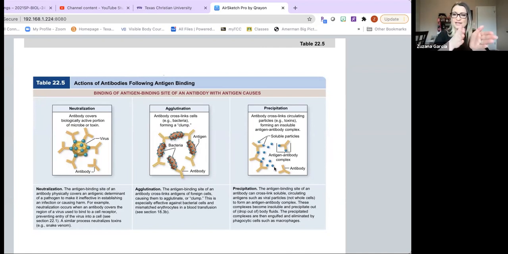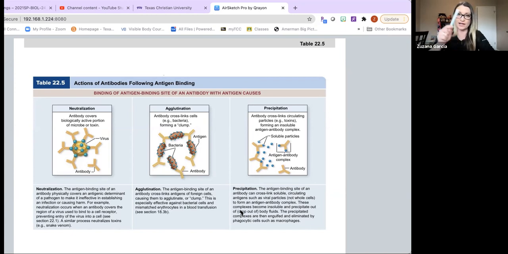Agglutination, you're cross-linking cells. Remember that, you already know that word from blood, when we're talking about agglutination. Precipitation is when soluble particles are cross-linked, and the result is a clump in both cases. So that's what the antigen binding sites of the antibody can do.